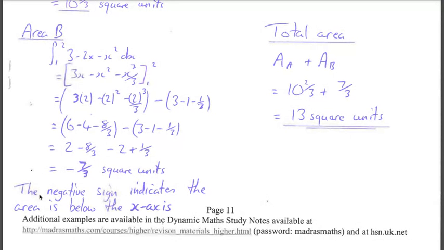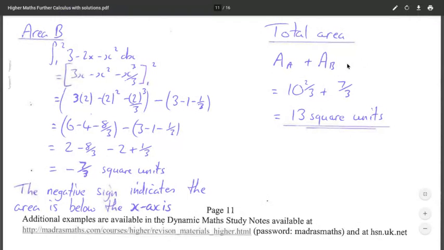So I've made my statement here. The negative sign indicates the area is below the x-axis. So then when I'm finding the total area, I basically ignore that negative sign. Now what we can't do is just write 10 2/3 plus 7/3. We must make this statement, okay? Unless you just want to throw away marks in any assessment you do, which I know you don't. So to find the total area, add the two areas we found together, and the total area is 13 square units.